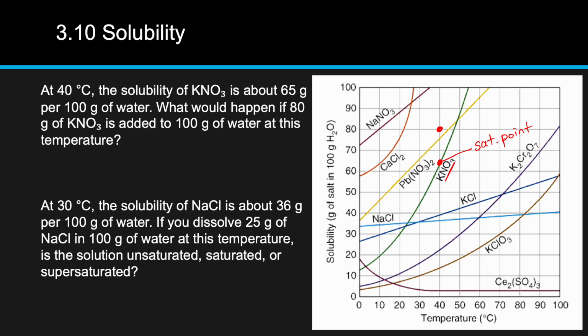So what happens when we add 15 grams more of KNO3 at the same temperature? Well, we're going to have a saturated solution, and then we're going to have 15 grams of solid KNO3 that's going to remain undissolved at the bottom of the container. So the maximum solubility is 65 grams. If we're still at 40 degrees Celsius, adding more than that doesn't increase how much dissolves. The excess is just going to stay a solid.